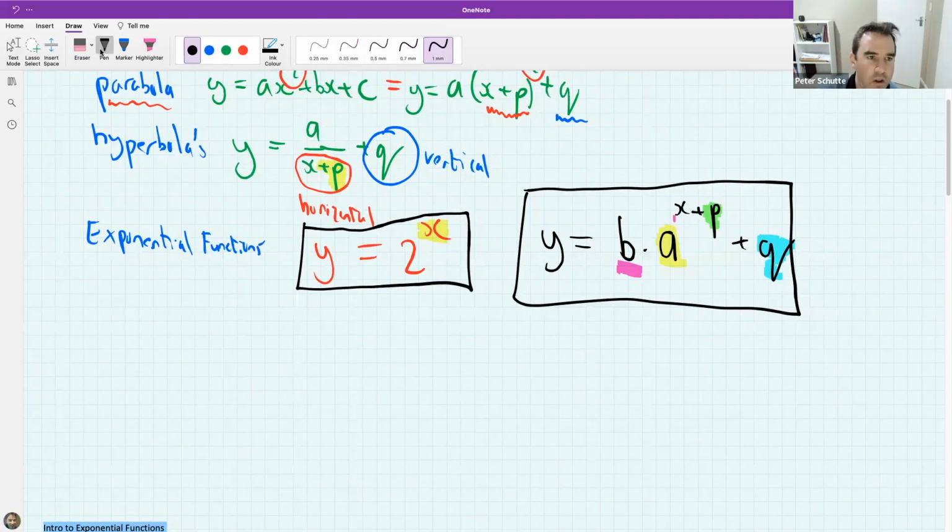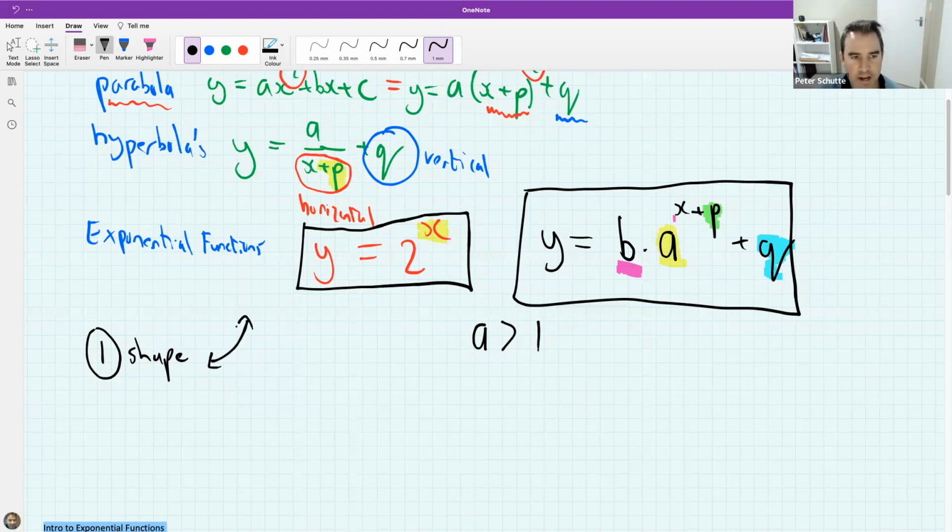So if I look at step one, it is going to be the shape of my exponential function. And if a is greater than 1, the shape is going to look like this. Now, in the example that I've just shown you, y equals 2 to the x, the a value is greater than 1. So my shape looks like something taking off. Then step 2 is going to be to find the y-intercept, in which case you make x 0.